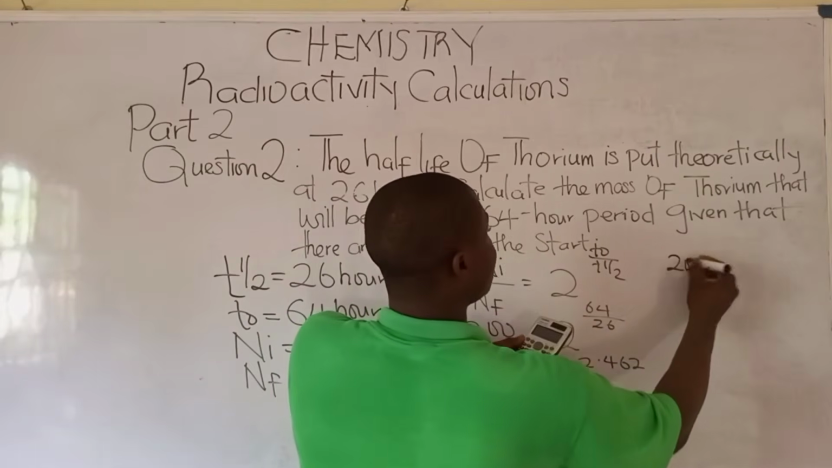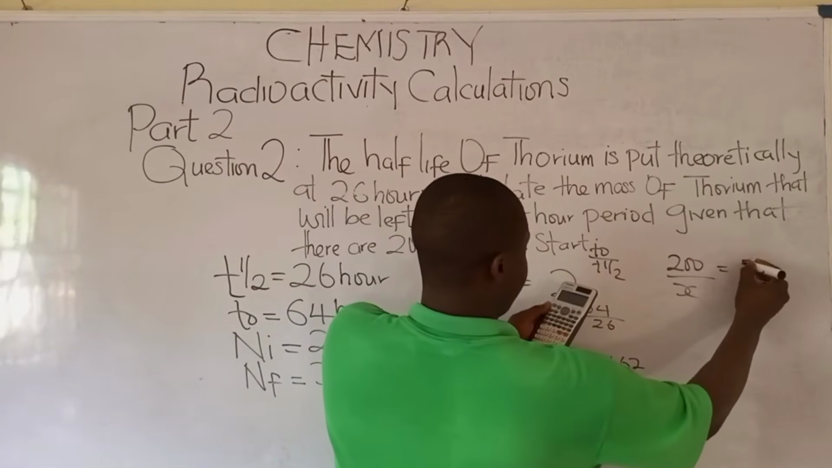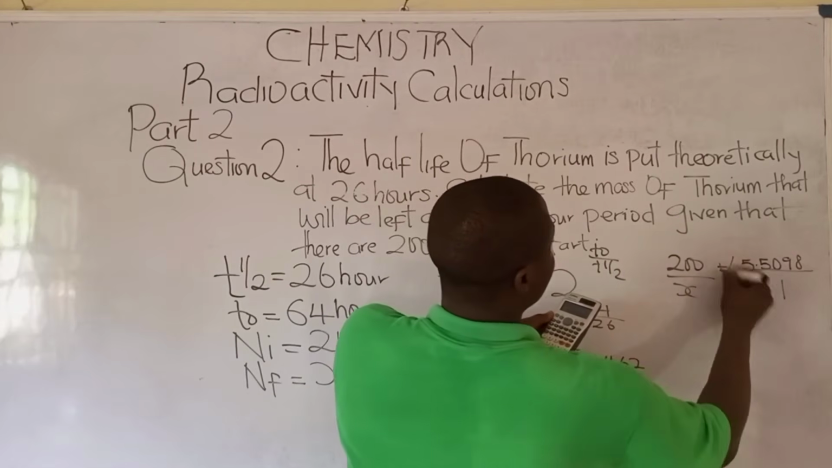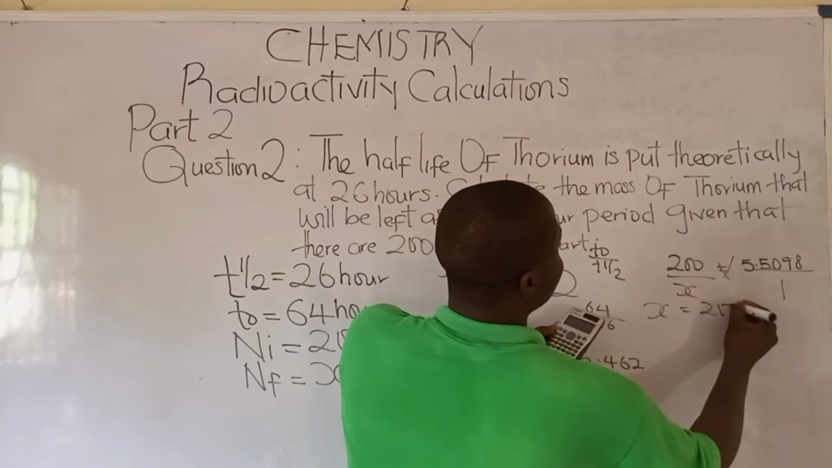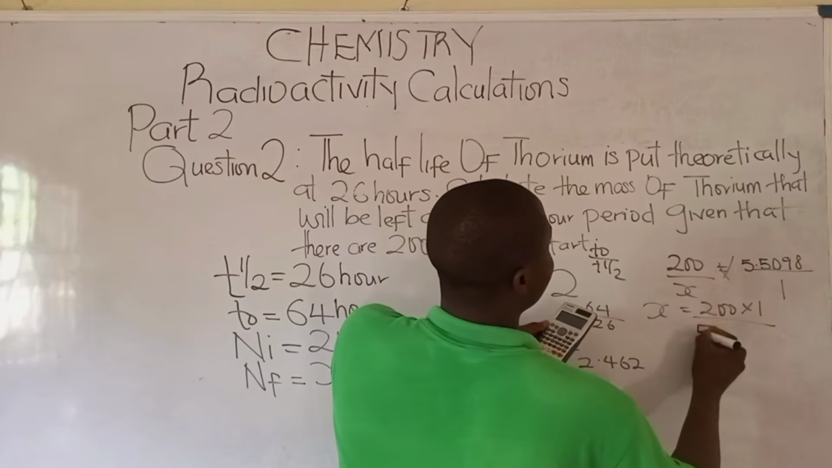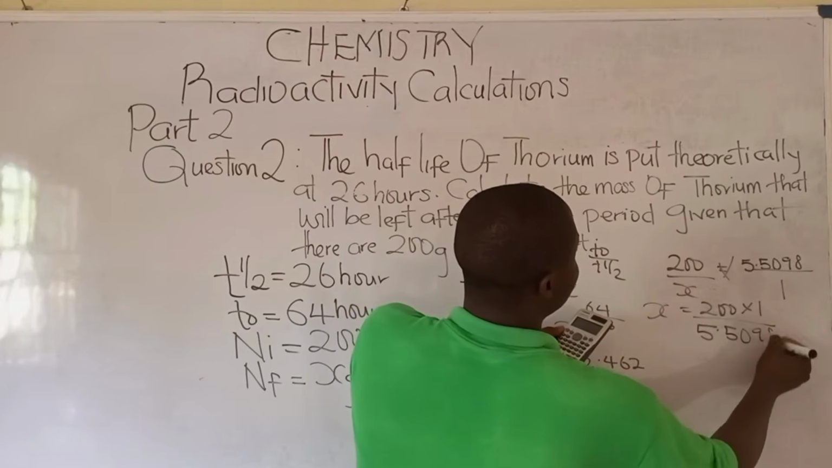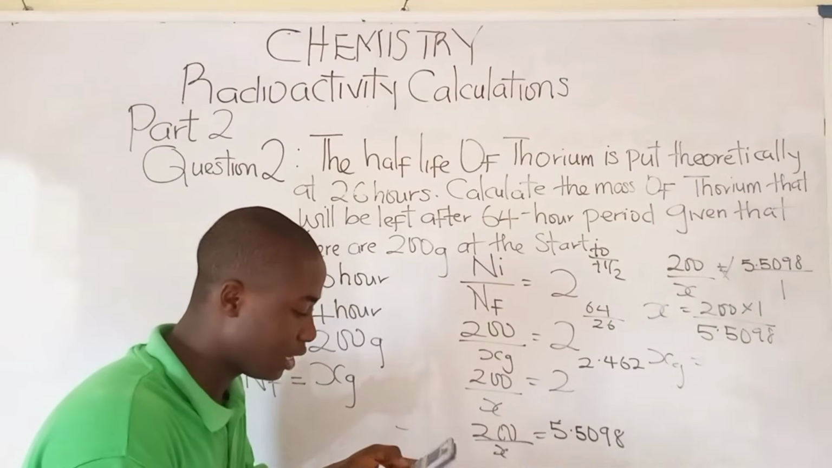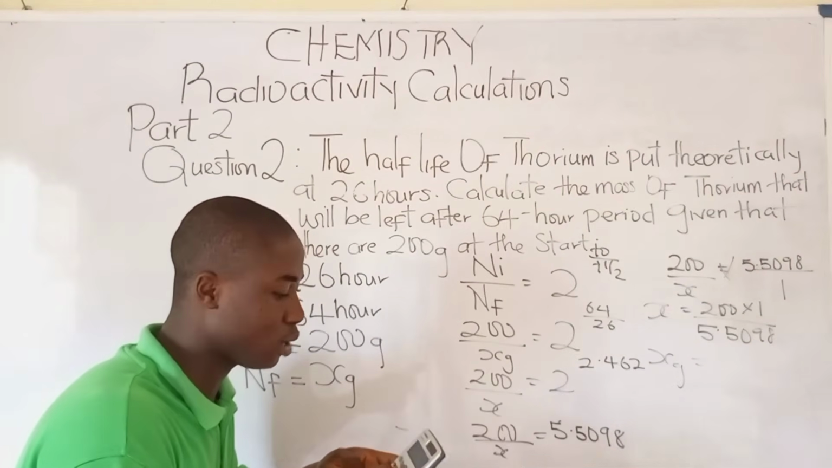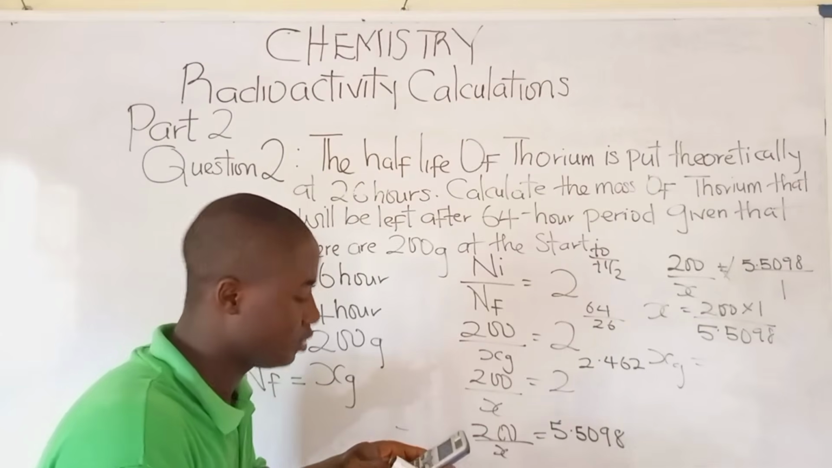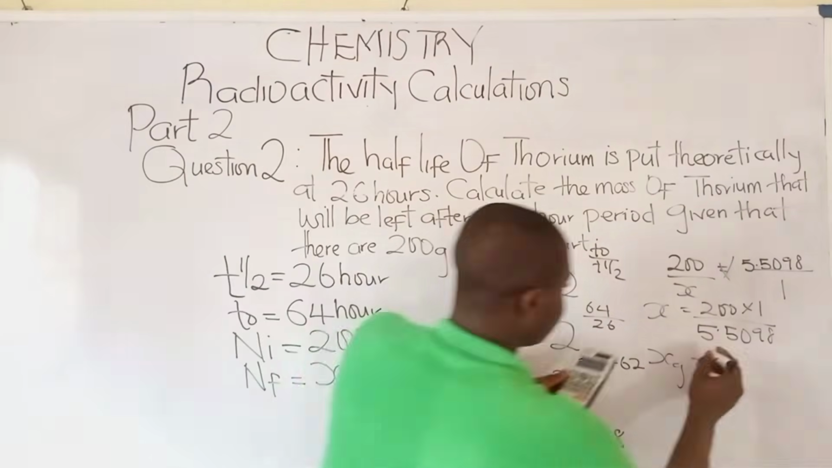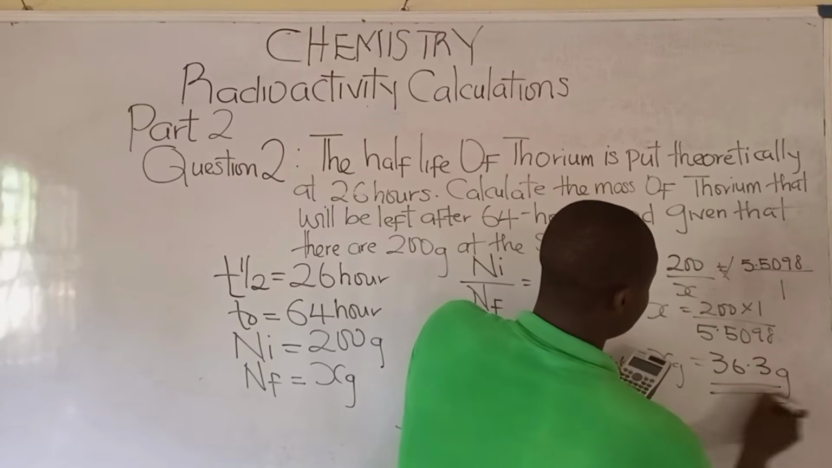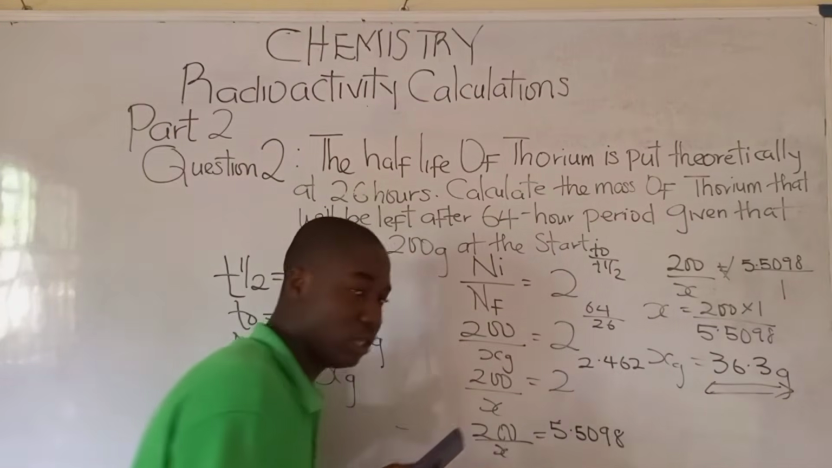So 200 all over X is equal to 5.5098 over 1. So cross multiply: X becomes 200 times 1 all over 5.5098. So what becomes the X grams, which is the final mass, the Nf? It becomes 200 times 1 all over 5.5098. That is 36.3 grams. So this is the answer to the question.